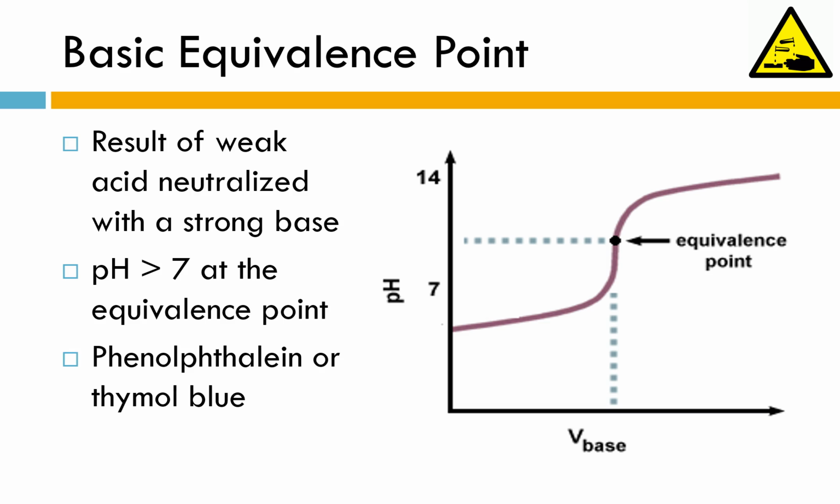The 2 indicators that we could use based on Table M are phenolphthalein or thymol blue. Phenolphthalein is a really, really common one to use at this level of chemistry. It's got a nice color change from clear to pink, so it's pretty easy for most people to pick up.